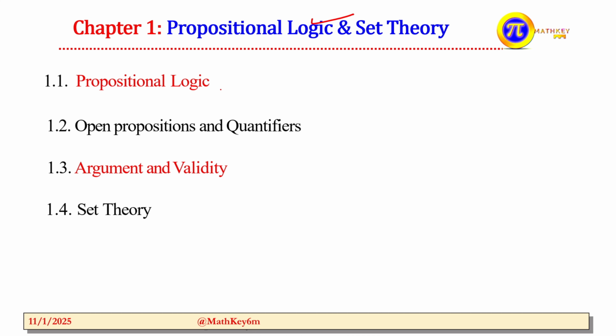Under this section, we have 4 subsections. We'll try to define what is proposition or statement. That means we'll see the logical connectives we have. And we'll see some propositions or statements when they are compound, when they are complex, and their truth values discussed under this section. The next one, that is open proposition and quantifier.